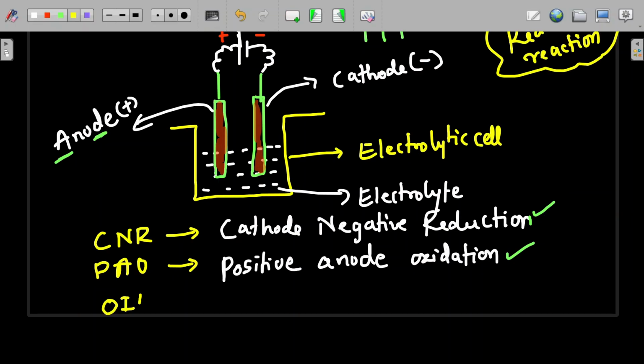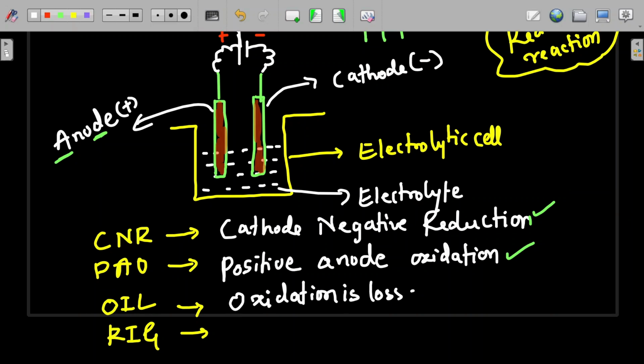And how to remember oxidation and reduction? In this case, we define oxidation and reduction with respect to loss or gain of electrons. So remember another mnemonic, OIL RIG. Oxidation is loss of electrons. Reduction is gain of electron or electrons.